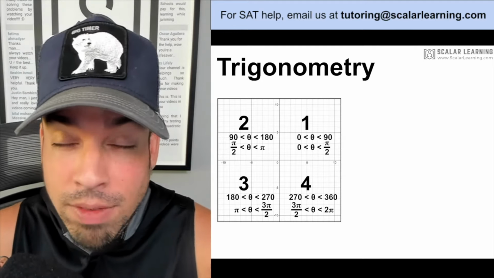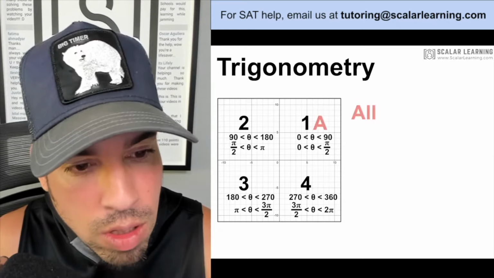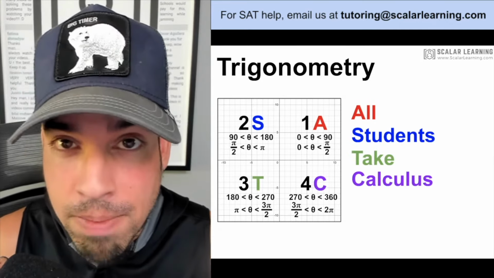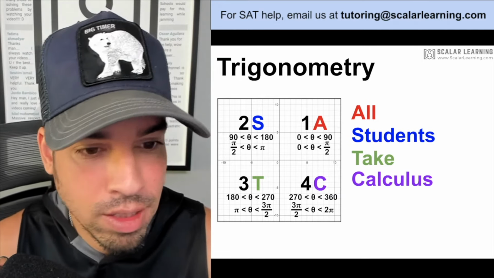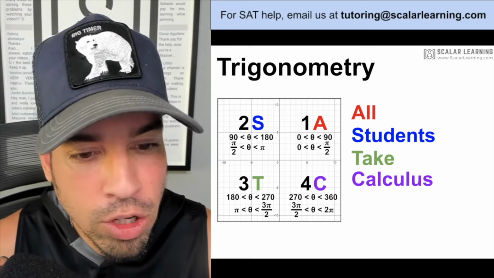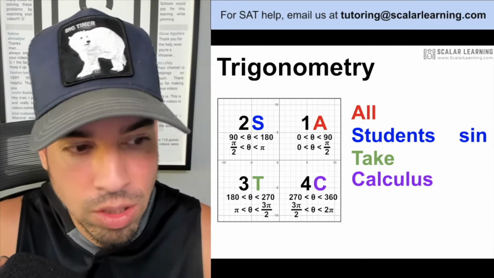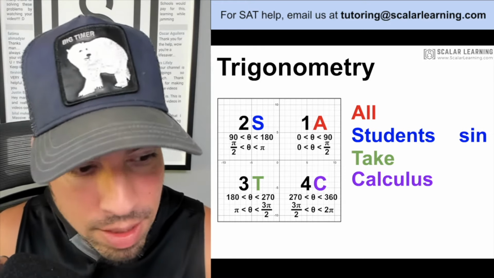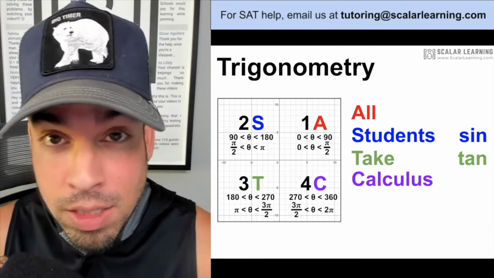So now I'm going to give you a way to remember what's what. Check this out. All students take calculus. What does that mean? That means that in quadrant 1, everything is positive. Sine, cosine, tangent. That's all you need to know. In quadrant 2, only sine is positive. That's the S, students, right? If you take cosine or tangent in quadrant 2, it will be negative. Take T, that's tangent. Tangent is positive in quadrant 3.